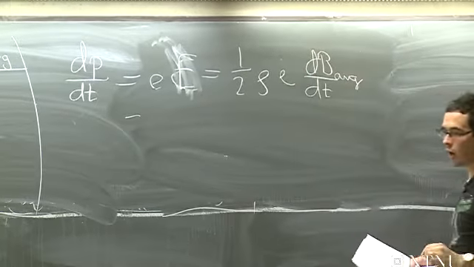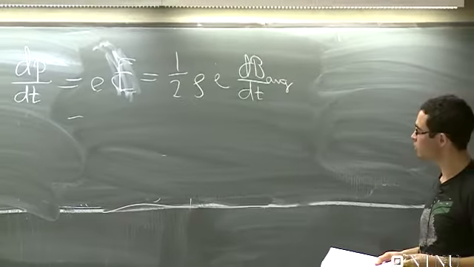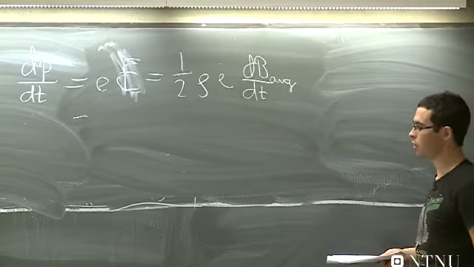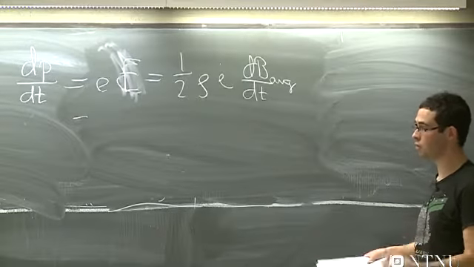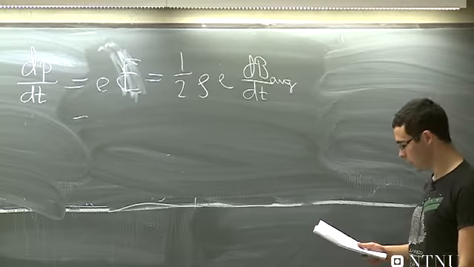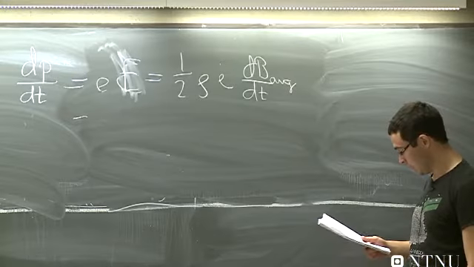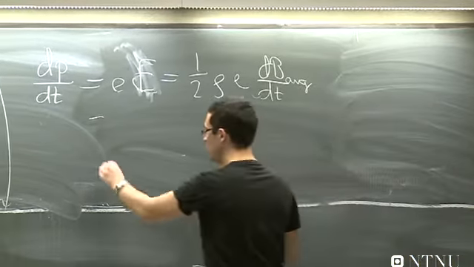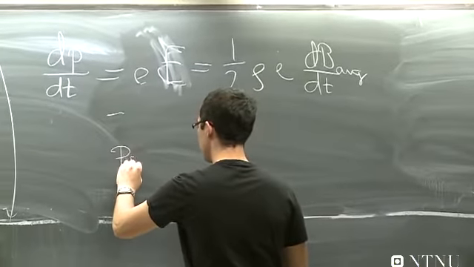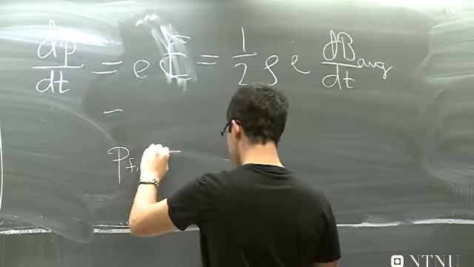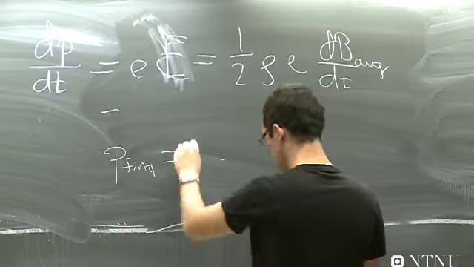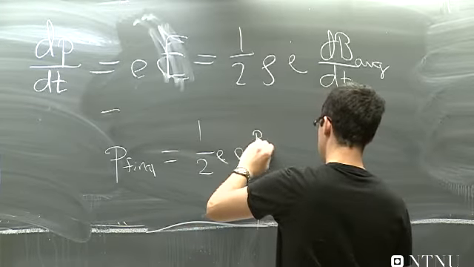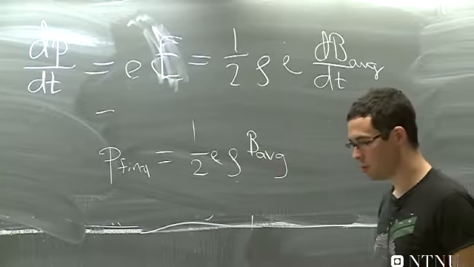I'm not going to bother calculating B average, because in general that might be quite complex and will depend on how you design your accelerator, which also has to do with the focusing of the beam and a lot of other stuff we really don't have time to go into. So when I just integrate this, we get that the P final, the final momentum of the electron, is going to be half E rho B average.